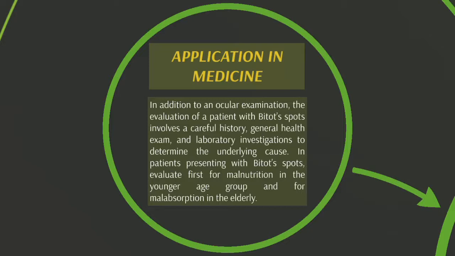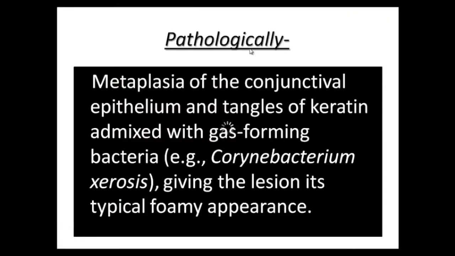Application in medicine. In addition to an ocular examination, the evaluation of a patient with Bitot spots involves a careful history, general health exam, and laboratory investigations to determine the underlying cause. In patients presenting with Bitot spots, we evaluate first for malnutrition in the younger age group and for malabsorption in the elderly. The blood tests include serum RBP measurement, which is relatively simple, inexpensive, has high specificity and sensitivity, and can be done in less advanced laboratories.